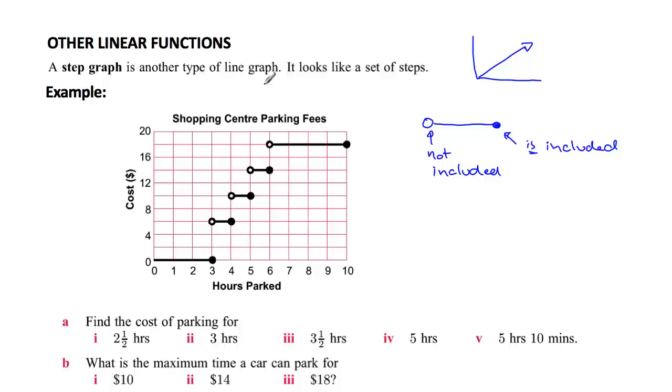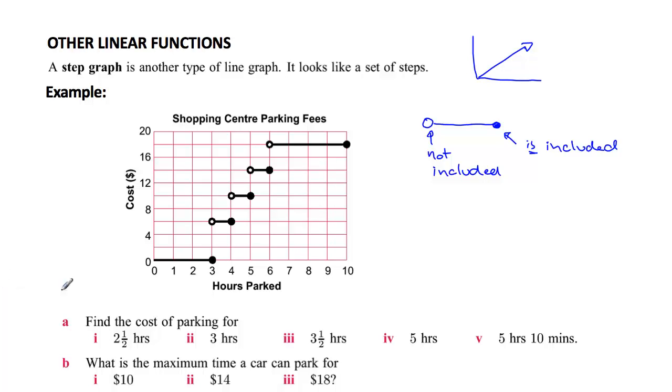And so what you've got here, if you look at it, is parking fees, and as time goes by, the fees jump up. So for the first 3 hours, it's obviously free, and then for the next 2 hours, for the next 1 hour, it goes up, and then it continues to go up in jumps rather than in a nice linear function. So let's have a look at how these work.